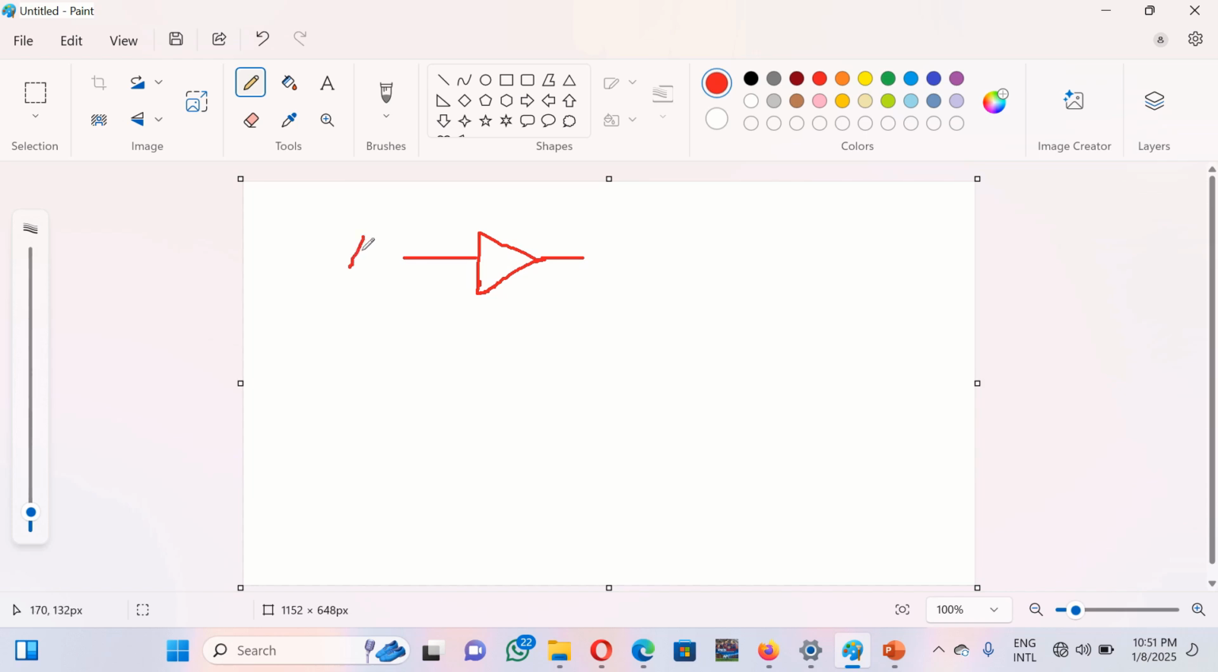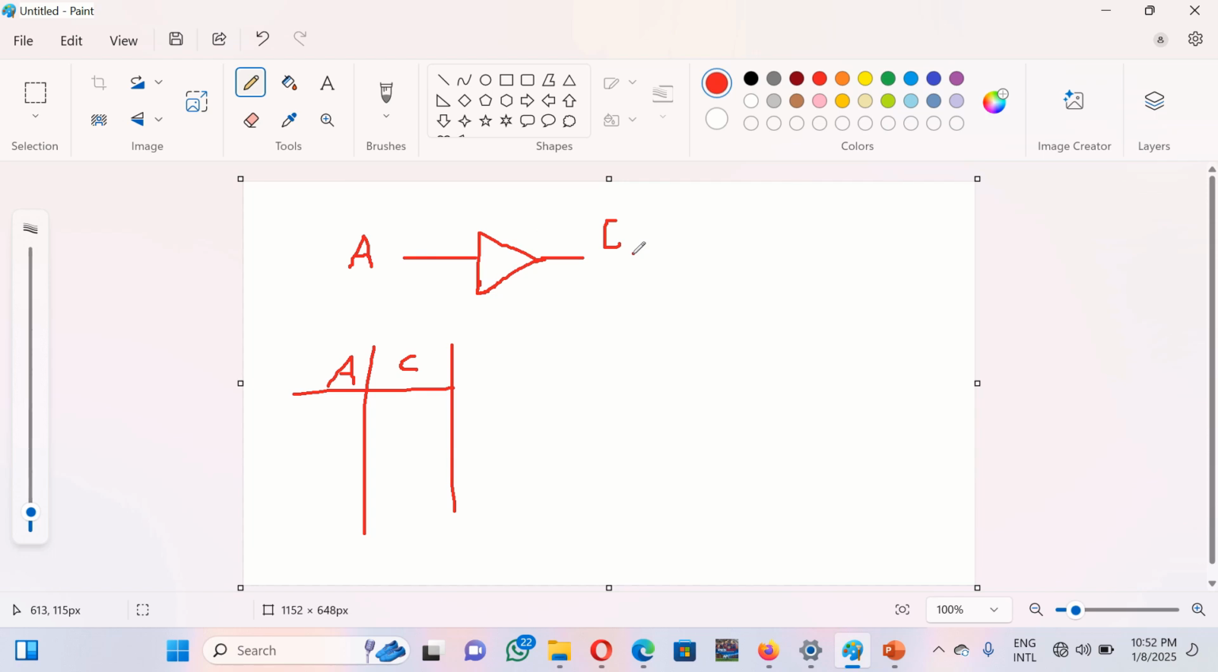So if here is A and I have C here, I would have my input here to be A and my output to be C. For every NOT gate, we have only one input and then we have one output.